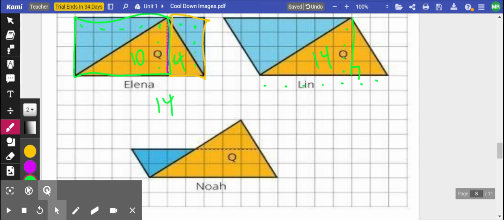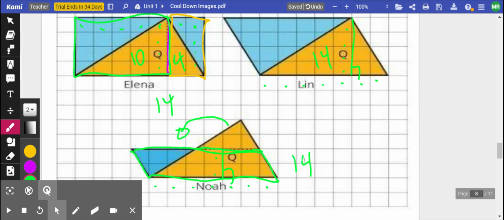Now for Noah at the bottom, the way Noah reasoned about it is he simply cut the triangle off right here and rotated it down here to create this very short, long parallelogram, and then found the area of that parallelogram. It is 1, 2, 3, 4, 5, 6, 7 units by 2 units for the height of the parallelogram. 7 times 2 is 14.